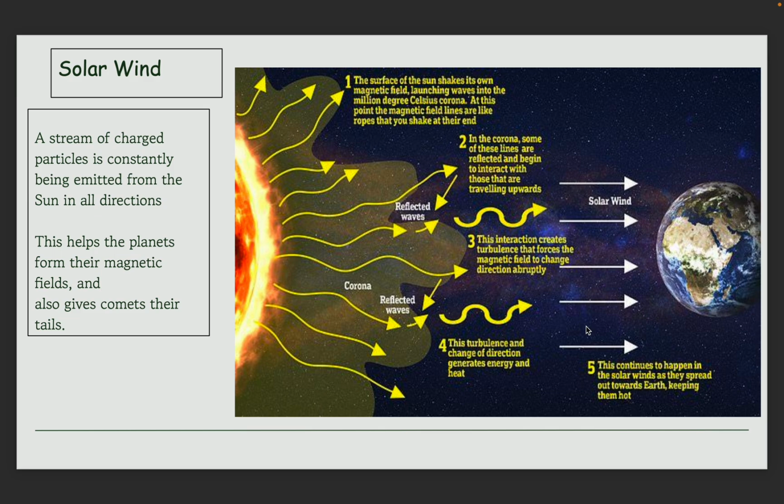This interaction creates turbulence that forces the magnetic field to change directions abruptly, and this turbulence generates energy and heat. In the end, this continues to happen in the solar wind as it spreads out towards Earth and keeps it hot. So solar winds are streams of charged particles that are constantly being emitted from the sun in all directions of our solar system. Due to the solar wind, it is believed that the sun's and Earth's magnetic fields persist, and the solar wind is also the main cause of the comet tail.